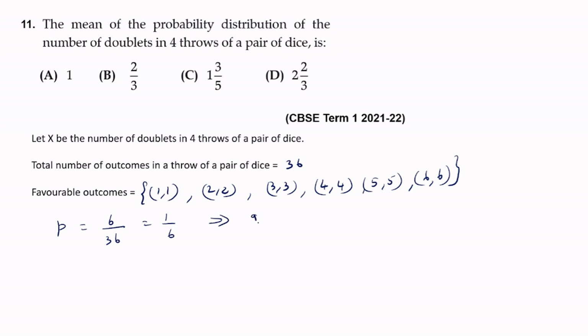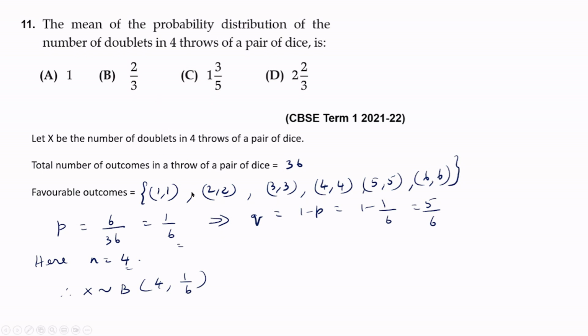We have p plus q as 1. So q is 1 minus p. It is 1 minus 1 by 6, which is 5 by 6. Now we have taken x as the number of doublets in 4 throws of a pair of dice. So here n is equal to 4. Therefore, x follows binomial distribution with parameters n, p. That is 4, 1 by 6.